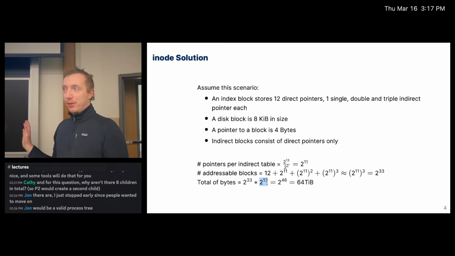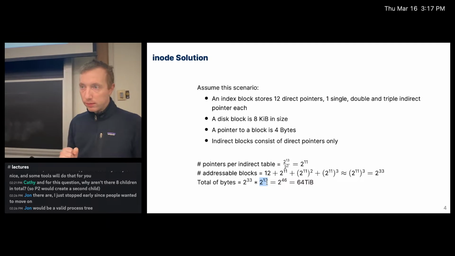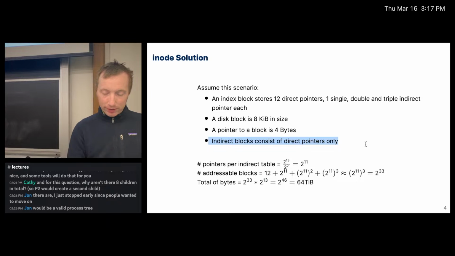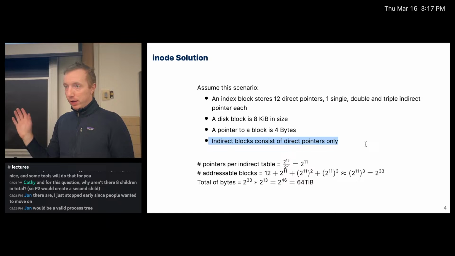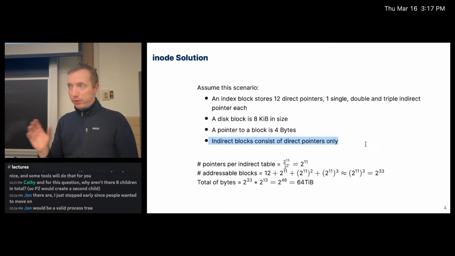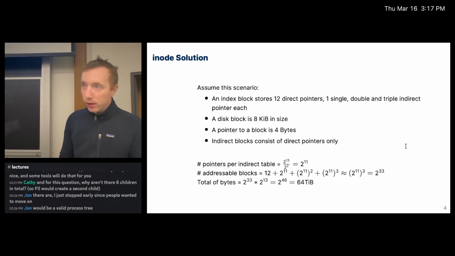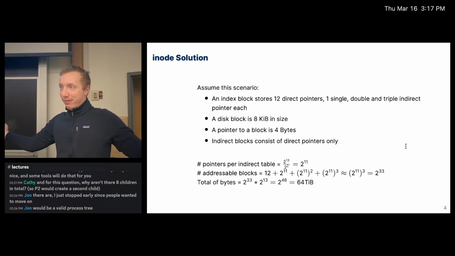So any questions about this calculation or anything about it? Yep? What does it mean when you say indirect blocks consist of direct pointers only? Oh, so what I mean is that the block only has pointers on it and no other information. So it's just treated as a flat array with no other data. So it's basically how many ints can I fit on a block in 8 kilobytes is how many things I can point to.